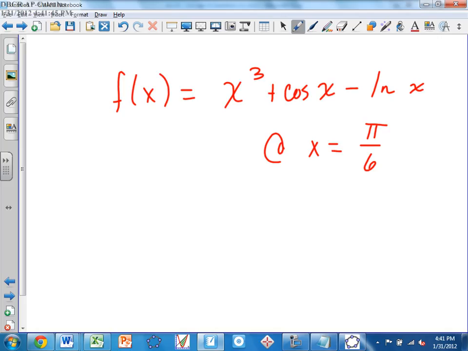Now, we're approximating here. We're approximating a tangent line again. So what do we do first? Derivative. Again, at the end though, we're going to need a y value, remember. We're going to need a y value also. So if you'd like to, plug in the pi over 6. Use your calculator here.